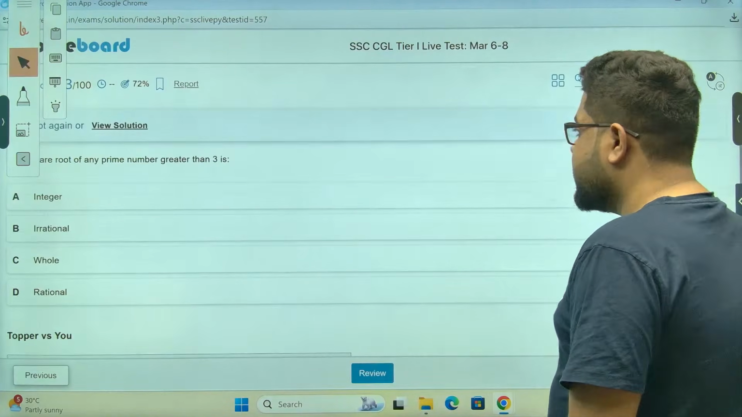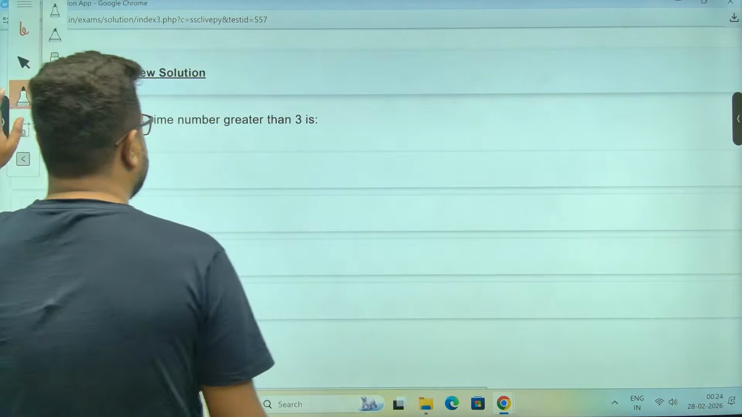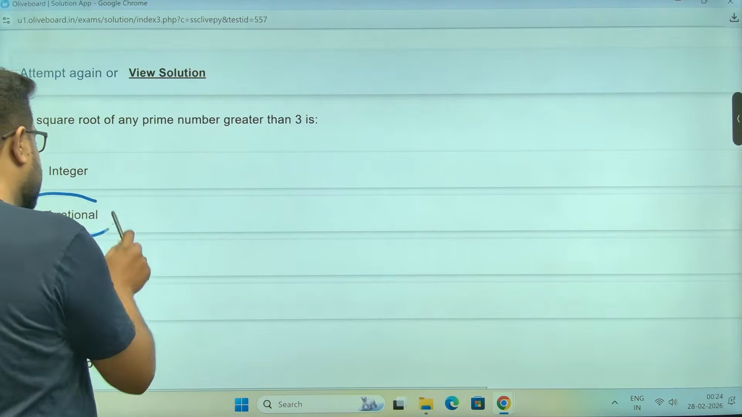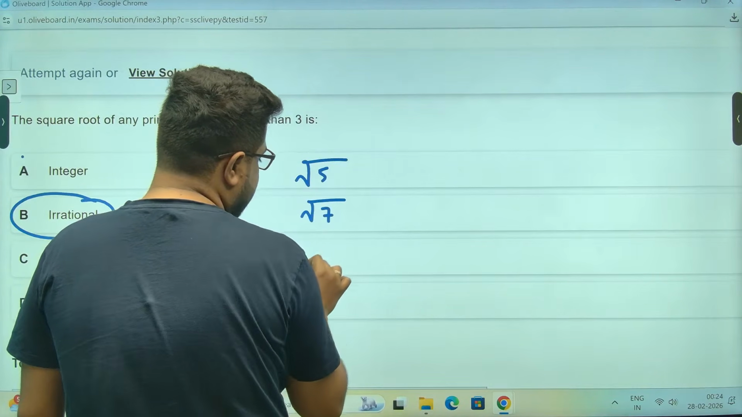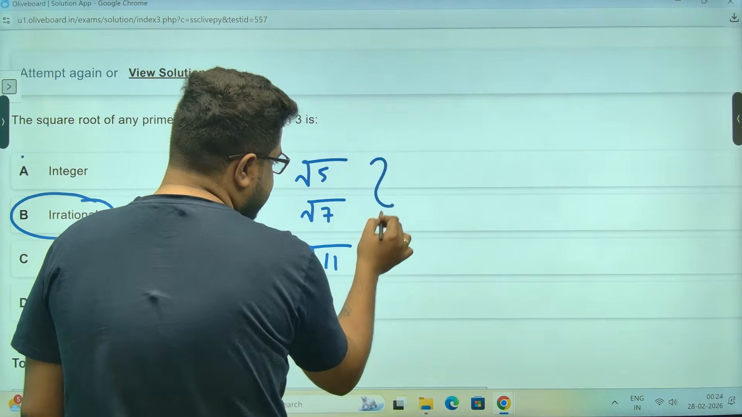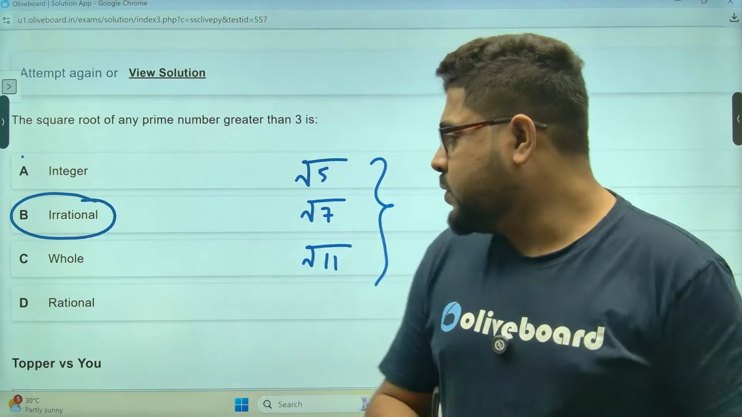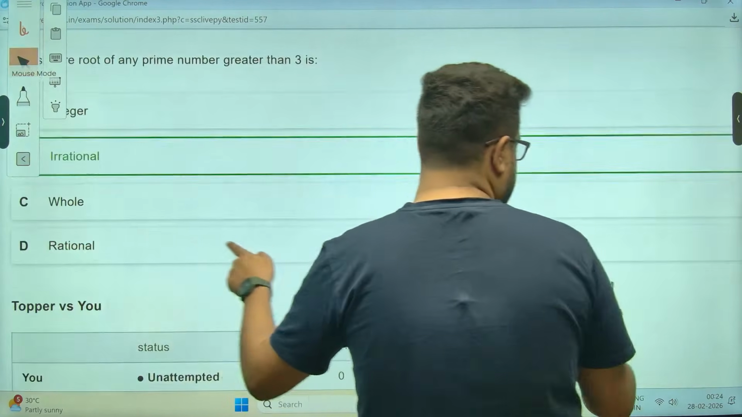Moving on. Square root of any prime number greater than 3 is an irrational number, sir. Prime number greater than 3: root 5, root 7, root 11, all are surds, and a surd definitely means irrational. You don't need to do anything, right? Done. Moving on.